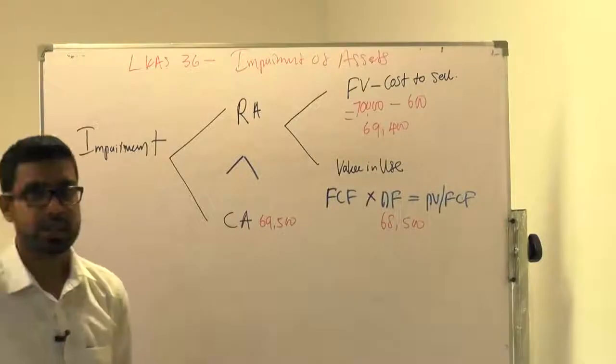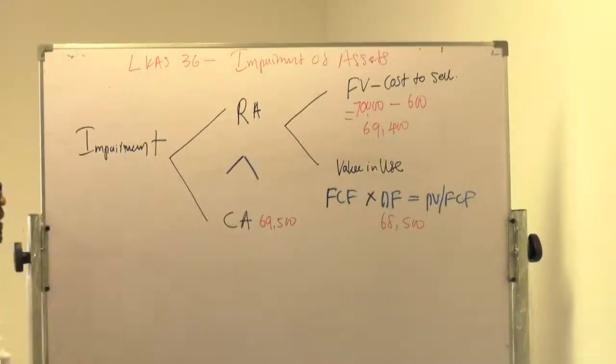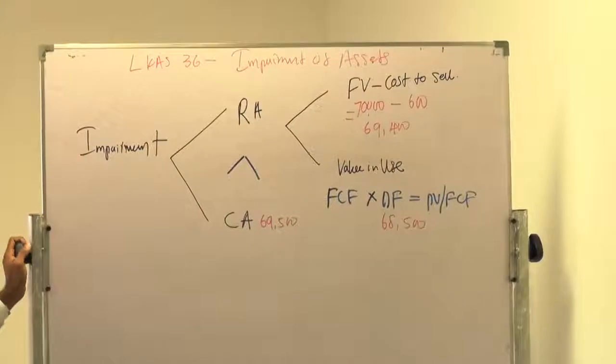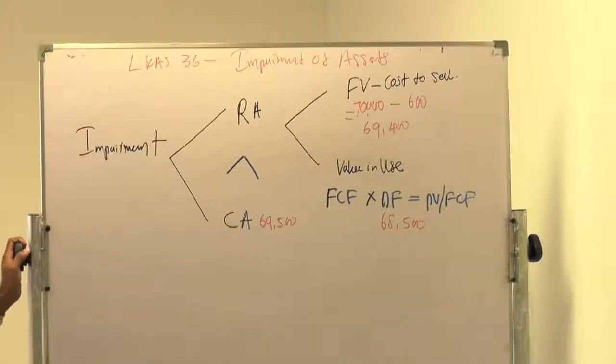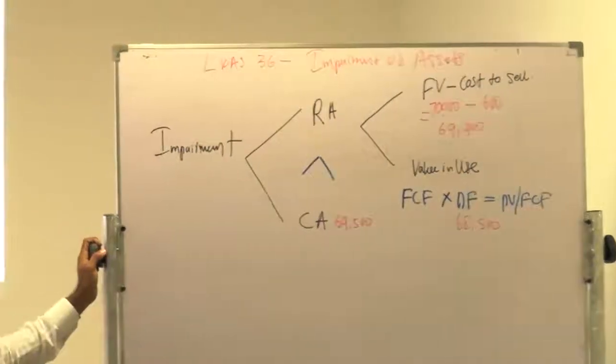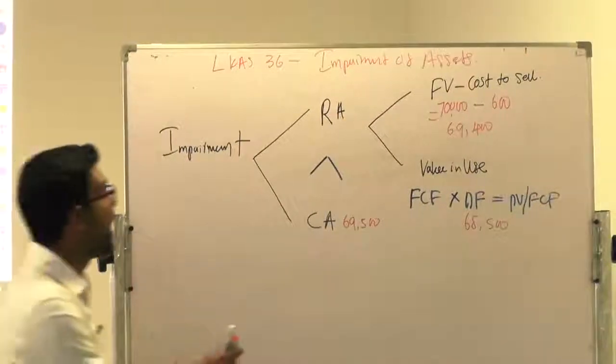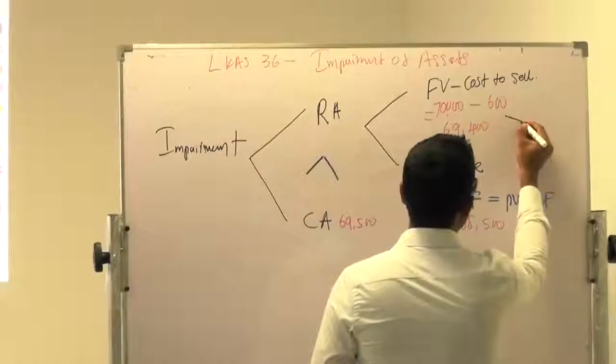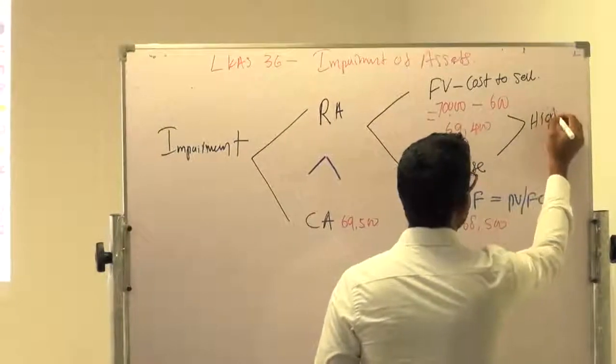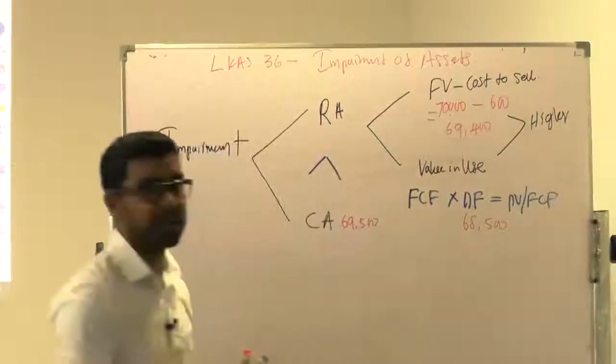So what is your decision? If you continue this, what happens here? 68,500. But if you sell this, 69,400. So what will a rational investor do? What is your economic decision here? You have more benefit when you sell this in the market. So recoverable amount means the higher of these two. Whichever is higher, you will take as the recoverable amount.